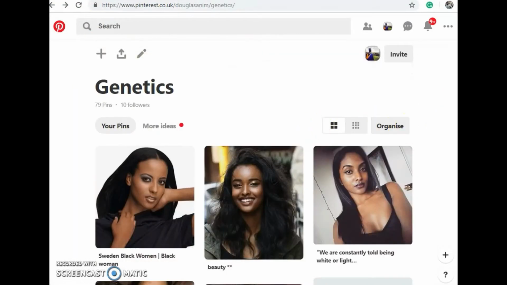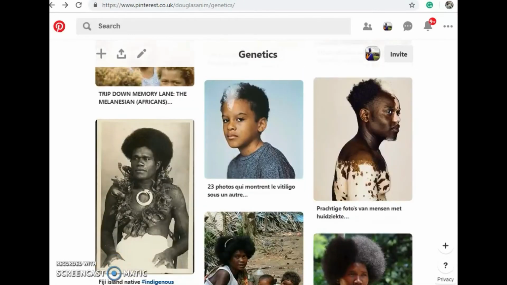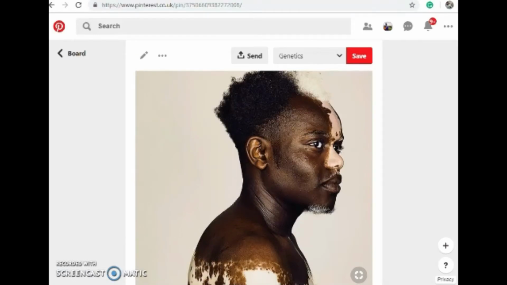But yeah, a lot of people, it does occur quite a lot. Well, it's quite rare, but it occurs in every ethnicity. I think there's another picture.